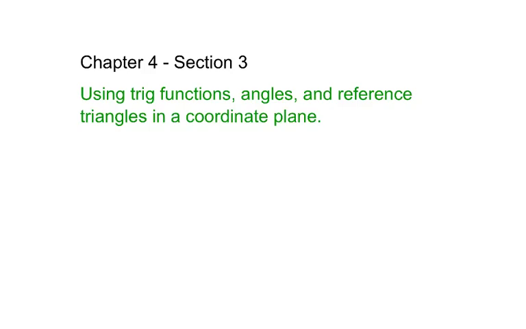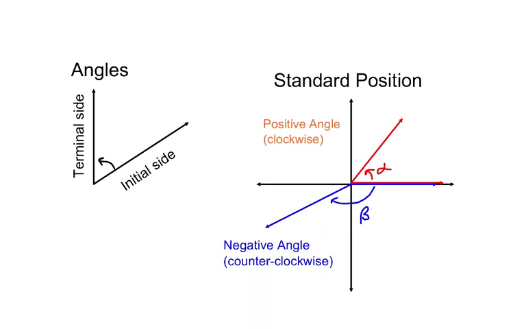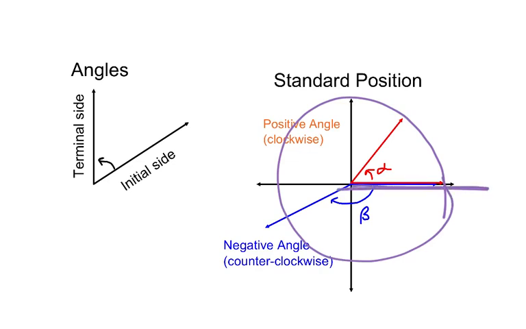Alright, so here we are with the Chapter 4, Section 3 notes on using trig functions, angles, and reference triangles in a coordinate plane. Super. So, taking a look at what we have here, we're imagining the unit circle kind of being on this axis, and this is that 0 degree that we have been referencing.